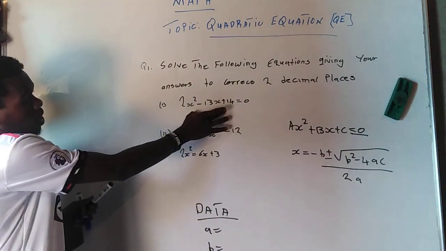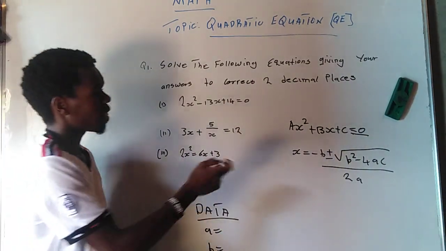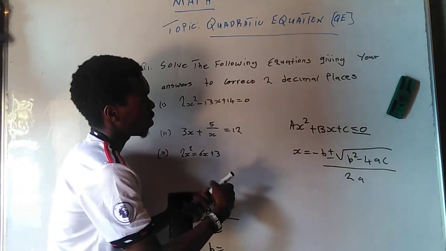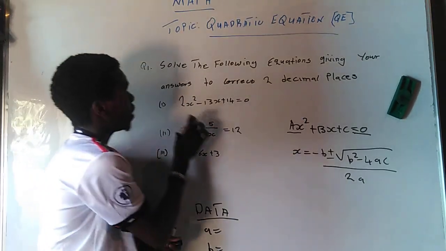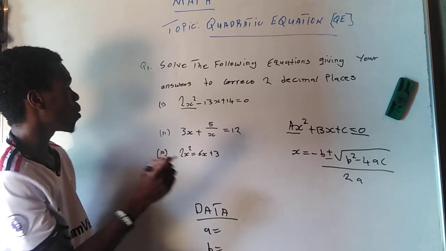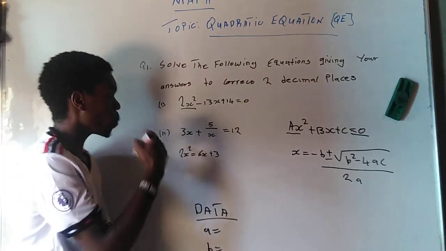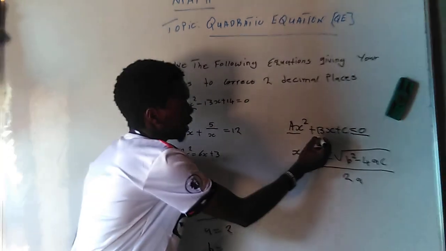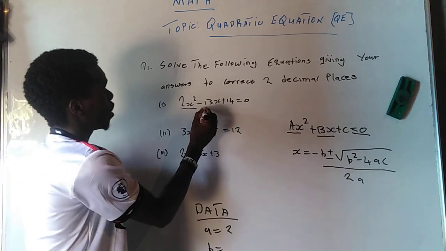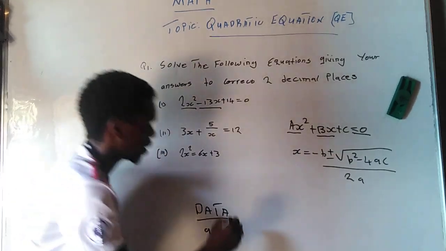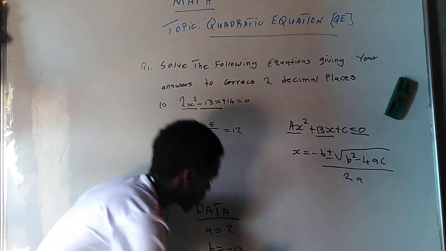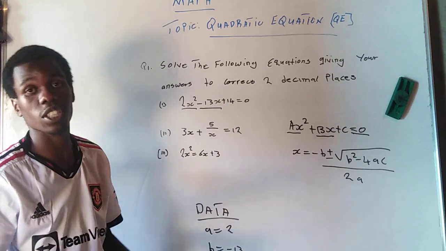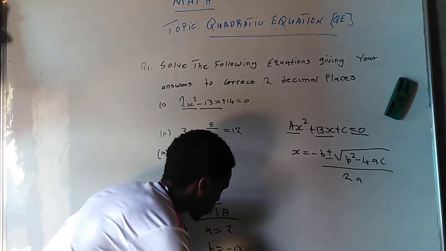We are starting with this question. The number that has the x squared, that's your A. This one has x squared, and even this one has x squared. So what's the coefficient here? It's 2, so my A is 2. B is this one here, which is negative 13. C is the constant one, which is 14.